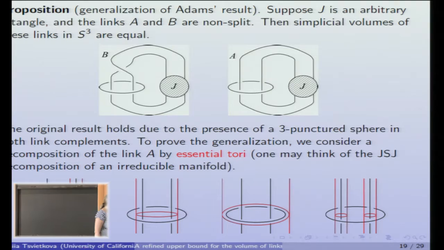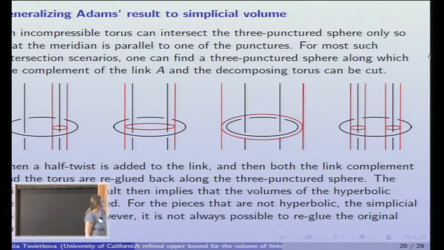So the main question is, how can a torus of a decomposition intersect the three punctured sphere? And these are really all the cases. To be essential, to be irreducible, the torus has to have a meridian which would travel around one of the punctures, right? So you can really draw them all. The meridian should be parallel to one of the punctures. For most such intersection scenarios, you can still find three punctured spheres in this fragment. And once you have a three punctured sphere, you can use the original Adams' result. You have a hyperbolic piece, and the volume is the same, or you have a non-hyperbolic piece, and then the volumes are just zero, right?